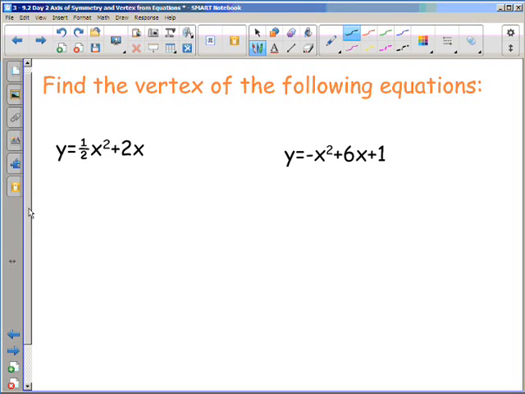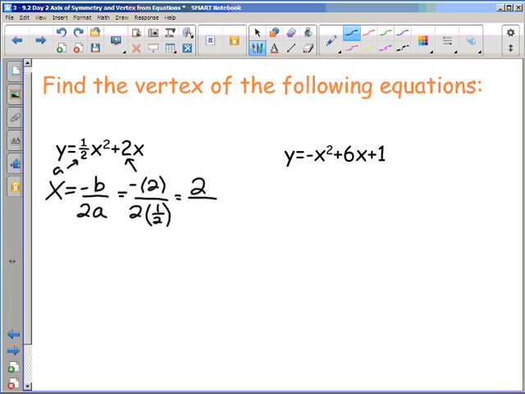Right, this first one's a little tough because it has a fraction in it. So I will always get into the habit of writing down x equals negative b over 2a. My b value is 2, so I'm going to write negative 2. My a value is a little tricky. It's 1/2, so 2 times a half. 2 times a half, those 2's are going to cancel, so I'm just left with 1. So my axis of symmetry is x equals 2.